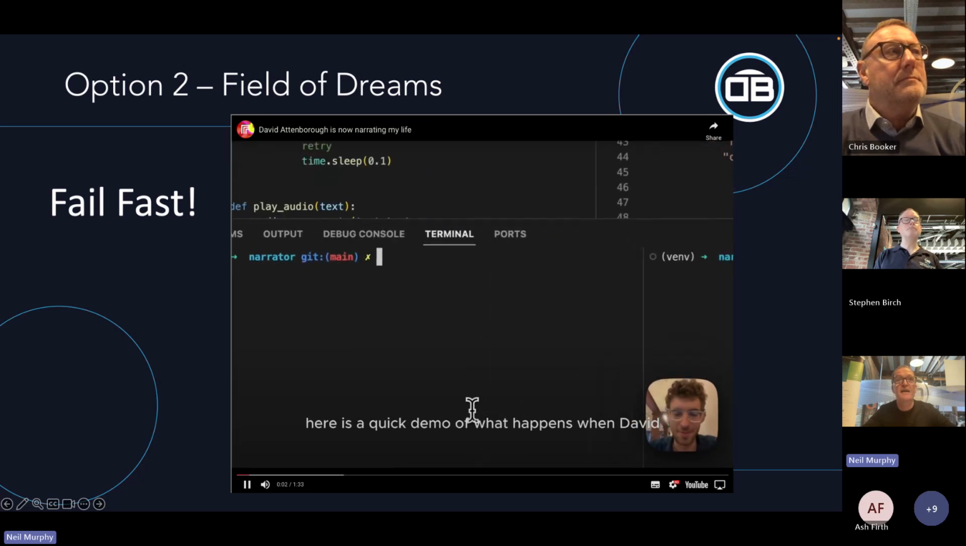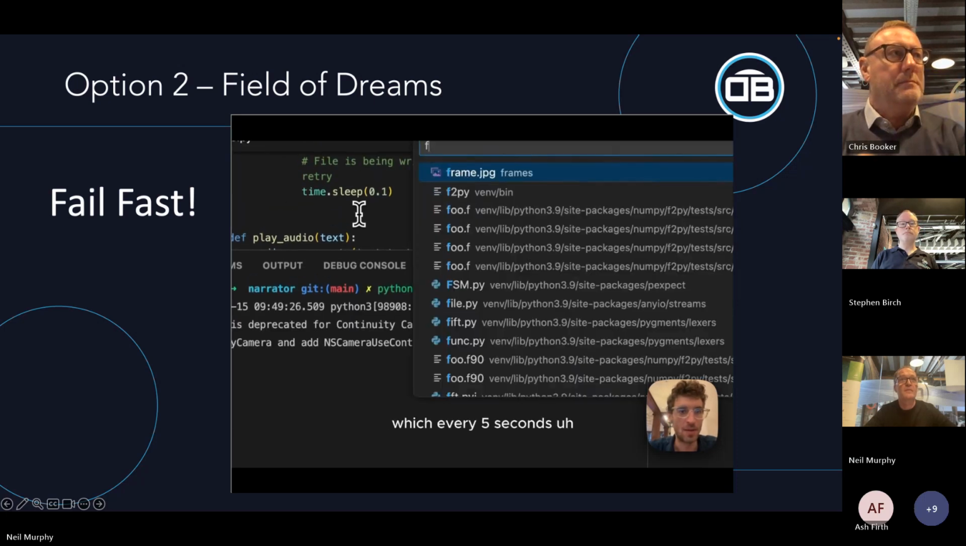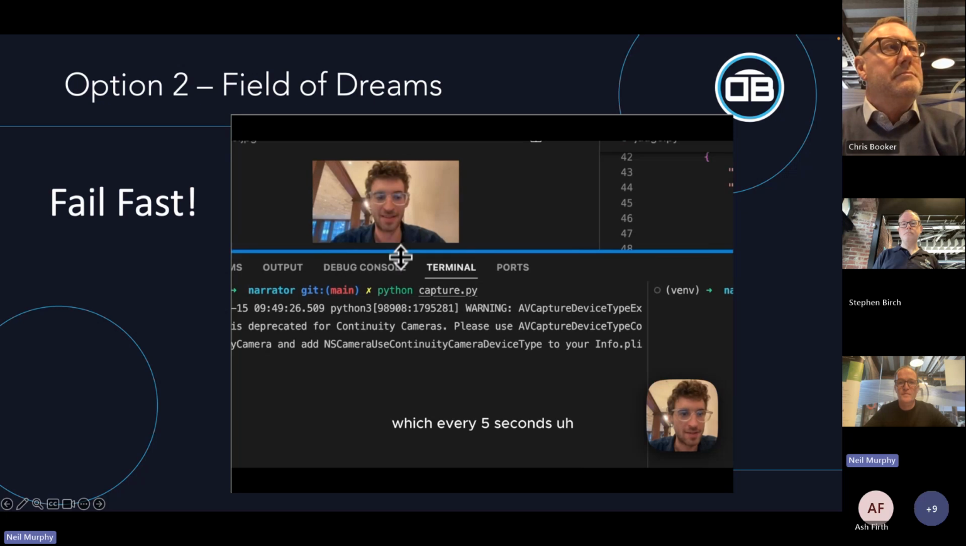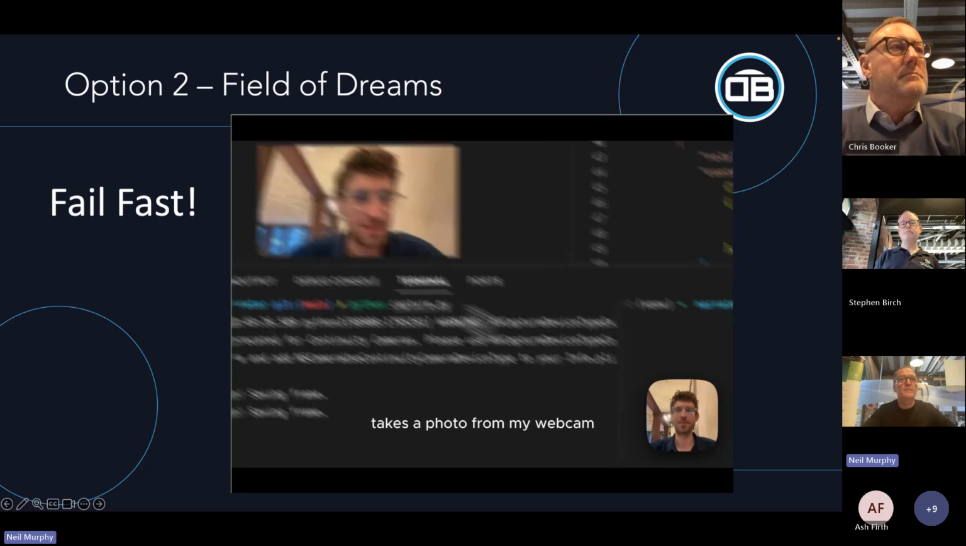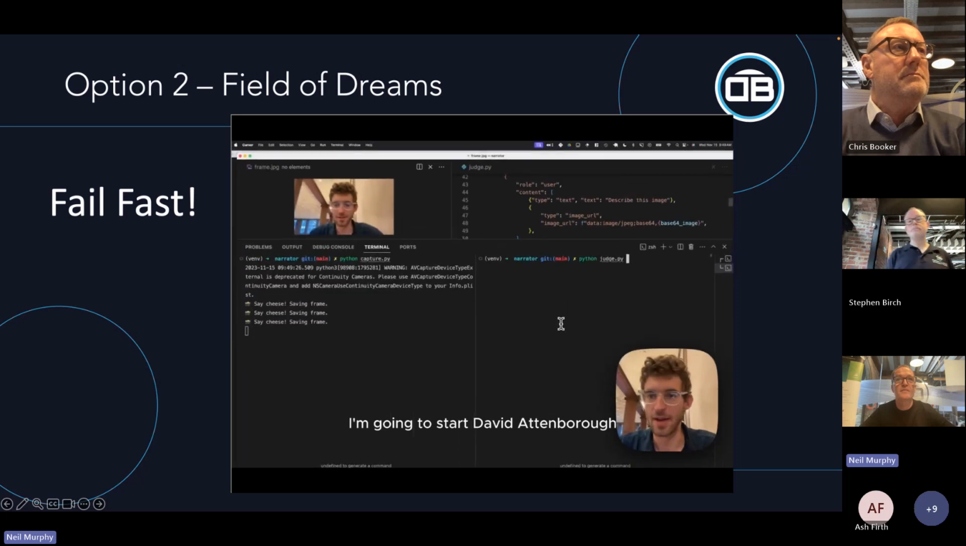Here's a quick demo of what happens when David Attenborough narrates your life. On the left, I'm going to start my camera, which every 5 seconds takes a photo from my webcam. On the right, I'm going to start David Attenborough.